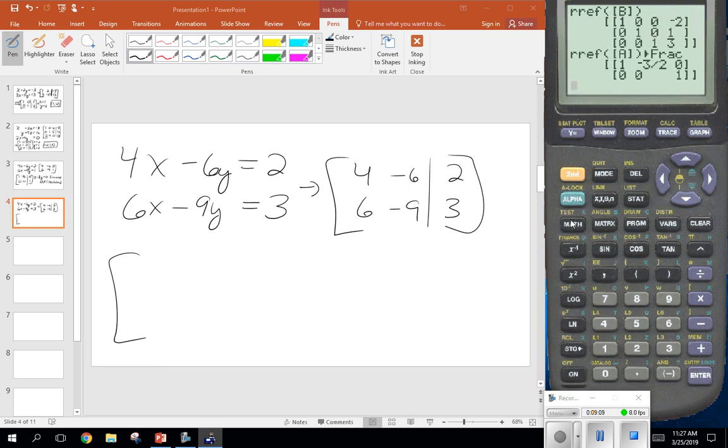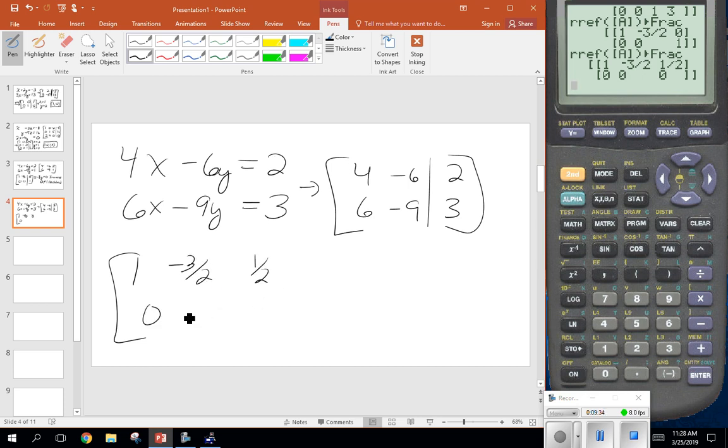Second, quit. Second matrix, math, reduce row echelon form. Second matrix of this one. Again, maybe there's a fraction. I'll add that on there. And there are fractions. Great. Here. Okay, so this is 1, -3/2, 1/2, 0, 0, 0. So x minus 3/2 y equals 1/2. And 0 equals 0. Well, 0 does equal 0.